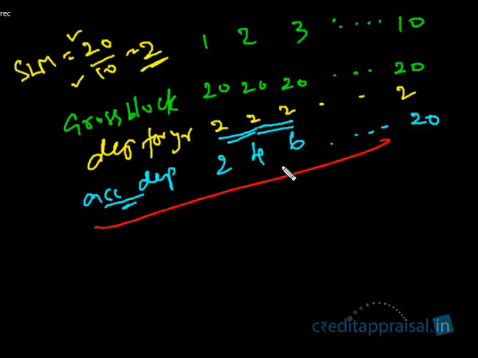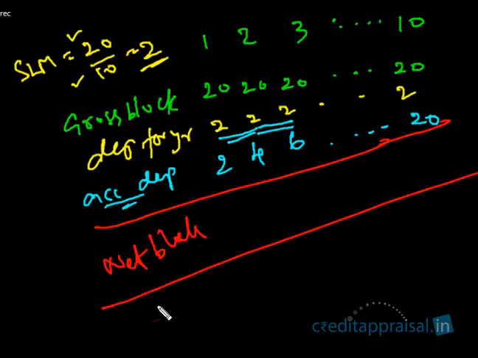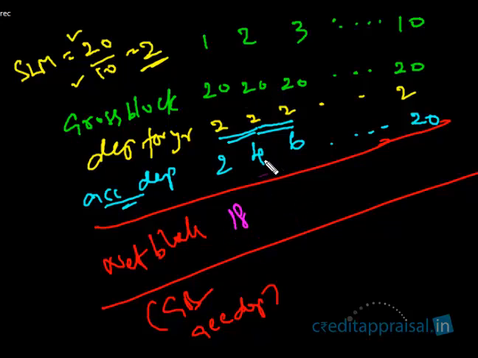Now, if you calculate what is known as the net block, net block is gross block minus accumulated depreciation. Right? So here it will be 20 minus 2, 18. 20 minus 4, 16. 20 minus 6, 14. And so on. Finally 0. Is the point clear?